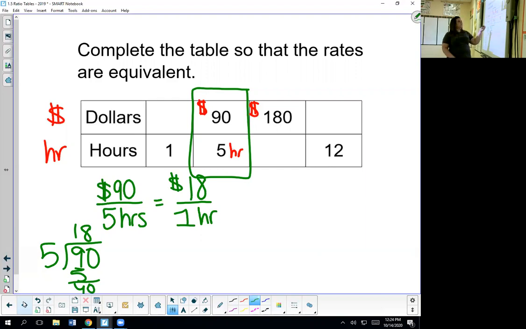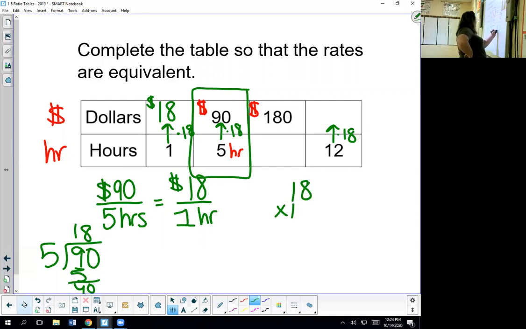So you could do it 2 ways. You could go from 5 times 18 to go to 90, or you can do the inverse. I kind of like going this way. So 1 hour, I make $18. 5 makes 90. If I do 12 times my $18, how much would I make? So 12 times 18. That would be 216.